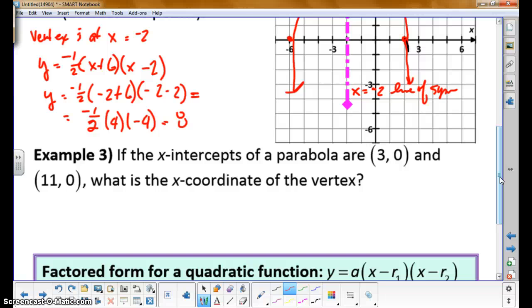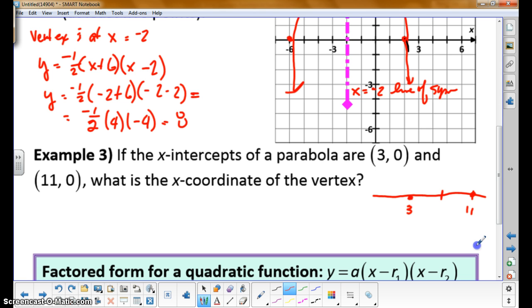If I tell you that the x-intercepts of a parabola are at 3 and 11, we don't know whether this thing is pointing up or down. We don't know a whole lot about this parabola, but we do know what the x-intercepts are. If I give you a 3 on a number line and an 11 on a number line, how do you find that point that's halfway in between?